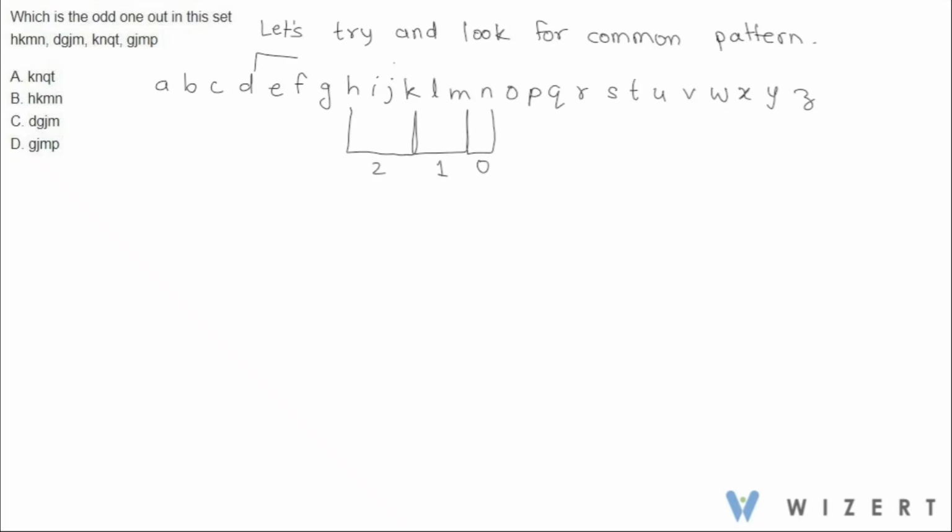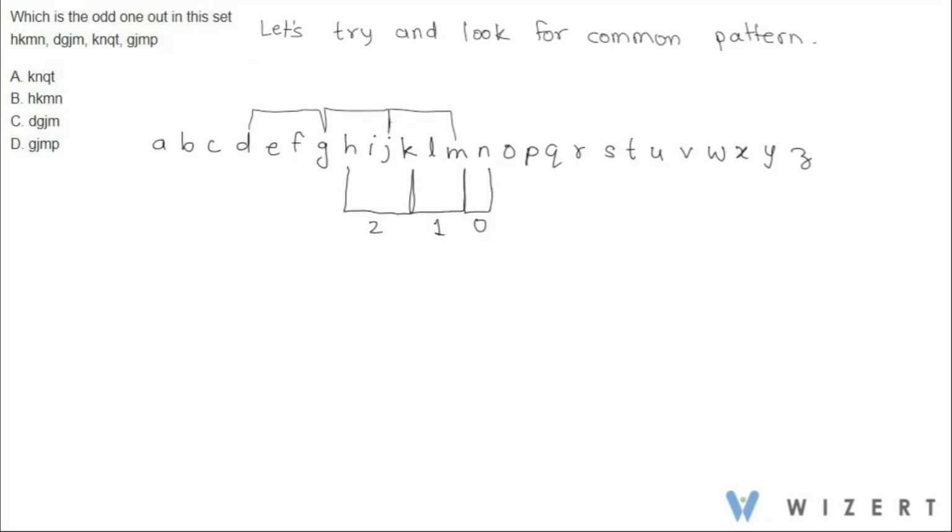DGJM. I moved it downward, so we have two letters left between every consecutive two letters here. Let's check next one. KNQT. Here also we see 2, 2, 2.